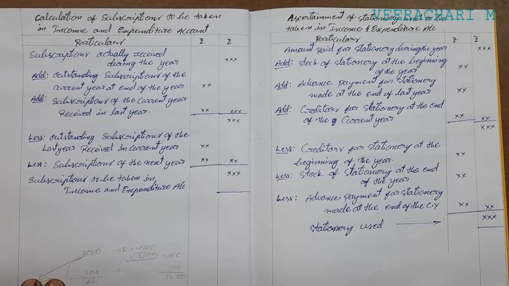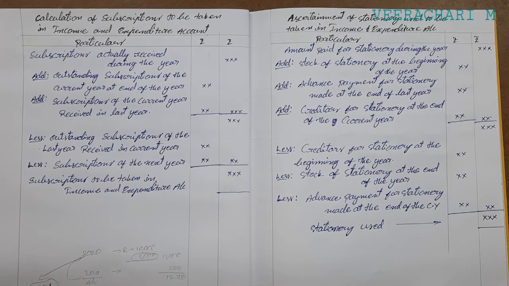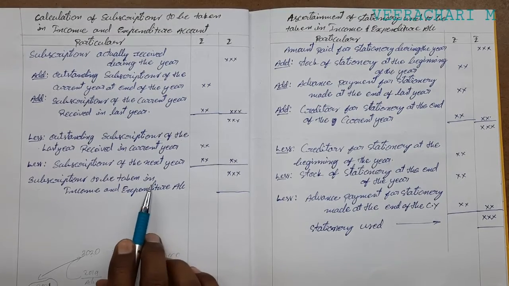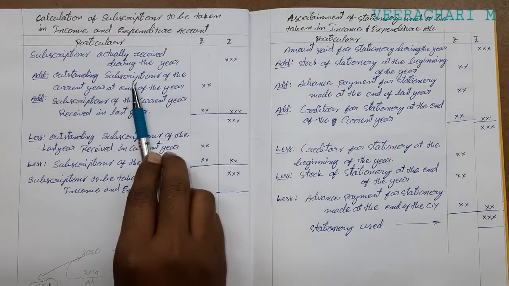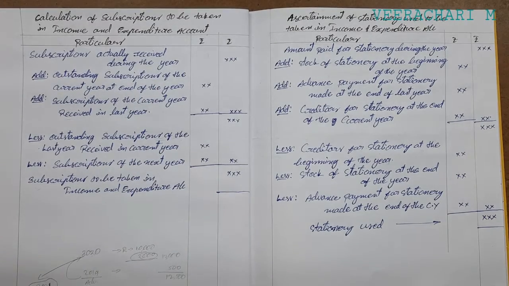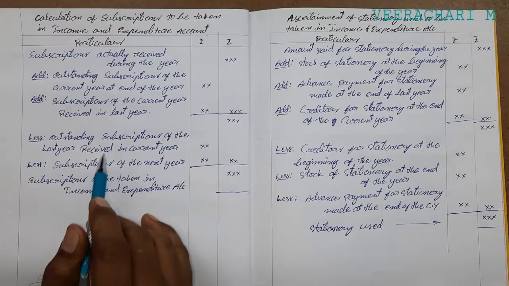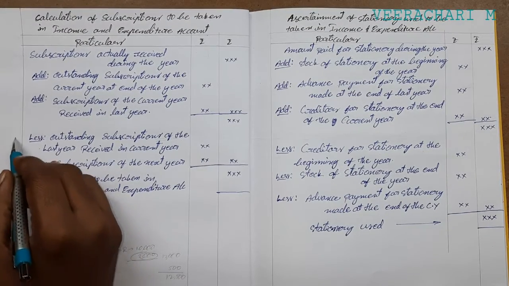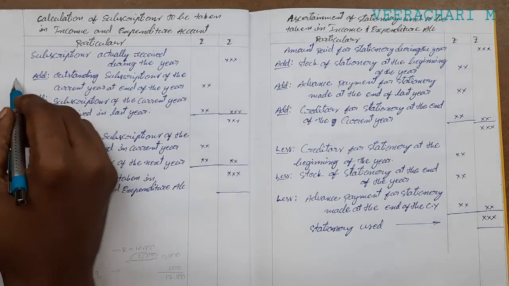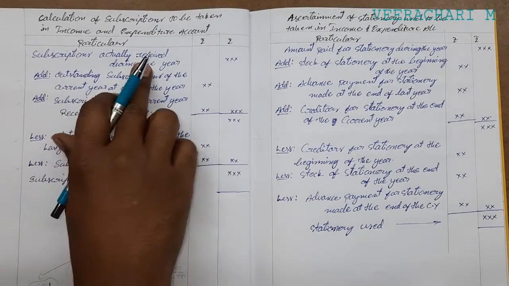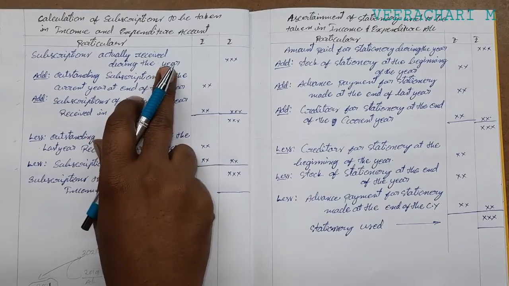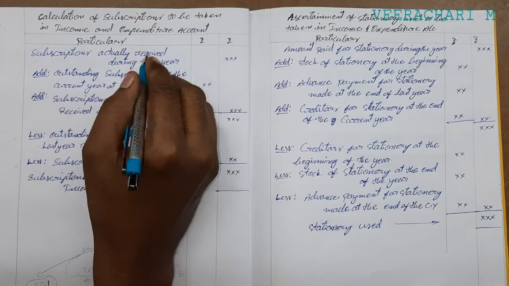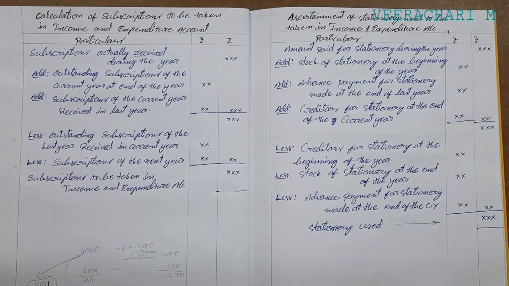This is only a brief explanation of subscriptions. In some questions, the income and expenditure account is given and we should prepare the receipts and payment account. In that situation, you go in reverse: whatever was a less item becomes an add, and whatever was an add item becomes a less. Then you will get the subscriptions actually received during the year, the amount actually received.